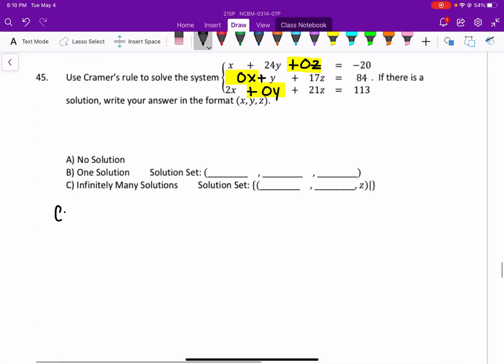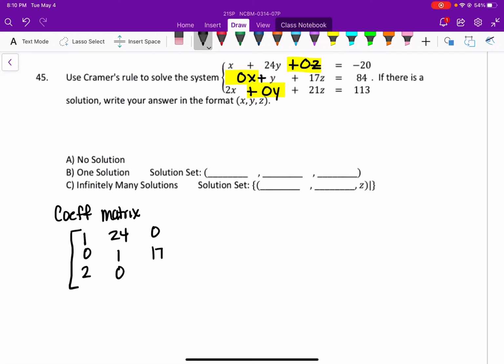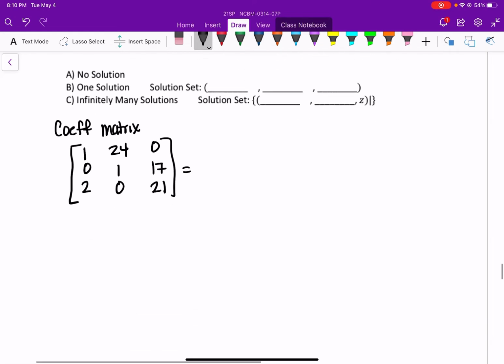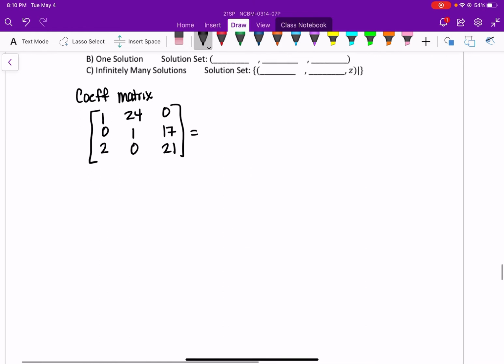So again, we're going to do that coefficient matrix, which is going to be the bottom of our fraction when we find our x. So we've got 1, 0, 2, 24, 1, 0, and 0, 17, 21. And we're going to find our determinant of this. Again, I'm going to use this first row as my row as I go through this.